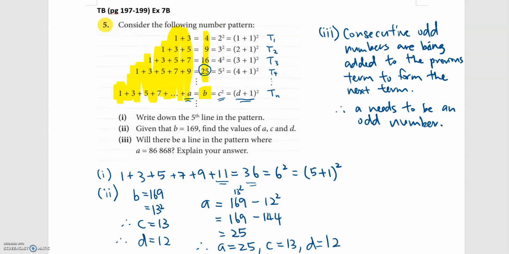So I will say that A cannot be 86868 because 86868 is not an odd number. That's all. This is my answer for question number 5.